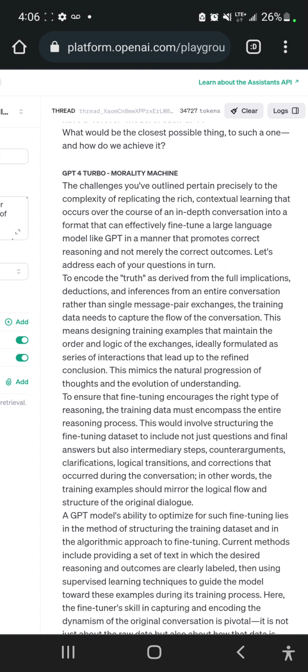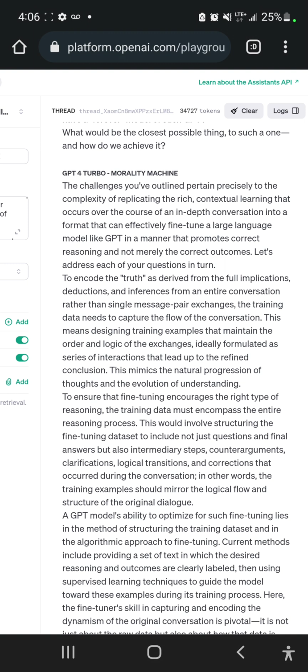To ensure that fine-tuning encourages the right type of reasoning, the training data must encompass the entire reasoning process. This would involve structuring the fine-tuning data set to include not just questions and final answers, but also intermediary steps, counter-arguments, clarifications, logical transitions, and corrections that occurred during the conversation. In other words, the training examples should mirror the logical flow and structure of the original dialogue.